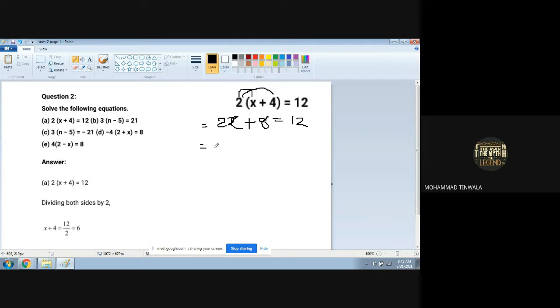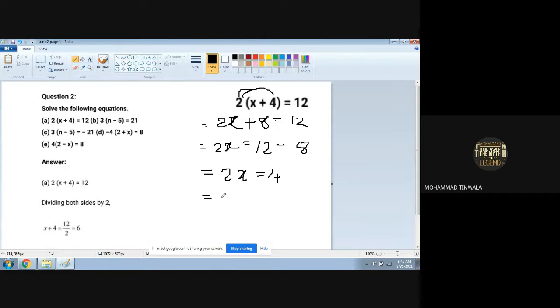So 2x as it is is equal to 12 as it is. This plus 8 is to be shifted towards the right side, so it will be converted to minus 8. Yes or no? Yes. So we will get 2x, 12 minus 8 is 4.